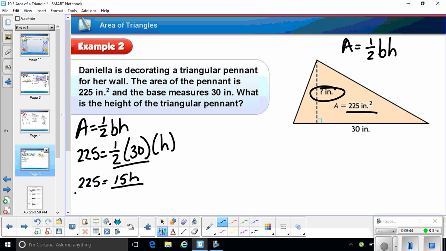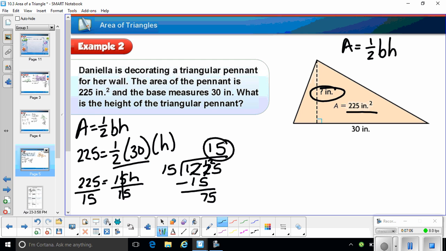I'm going to go ahead and solve this algebraic equation. What is 225 divided by 15? Well, 15 can go into 22 one time, and 15 can go into 75 5 times. And so my answer is going to be 15. So the height equals 15. Now, since this is not the area, the only unit I would have to put would be inches.